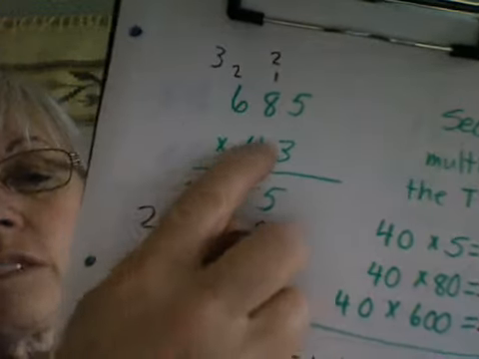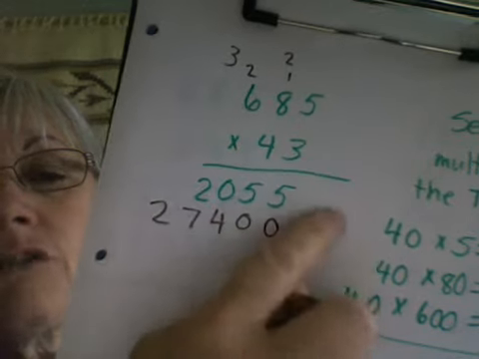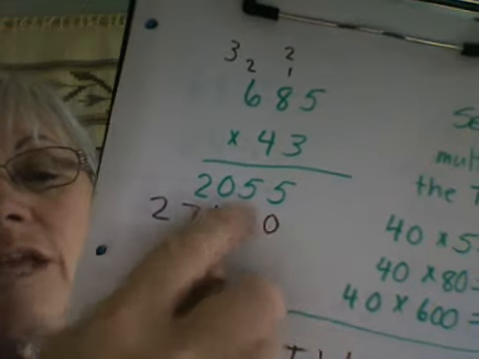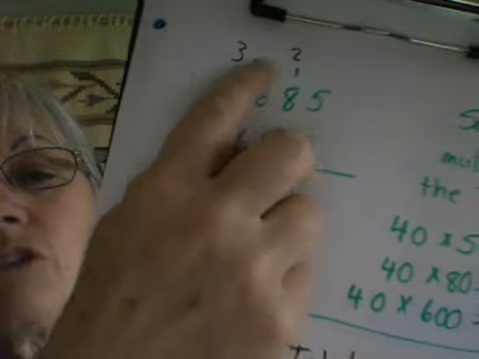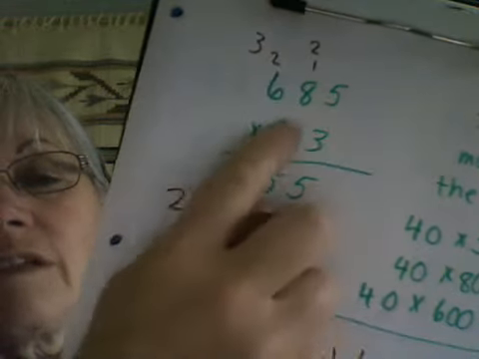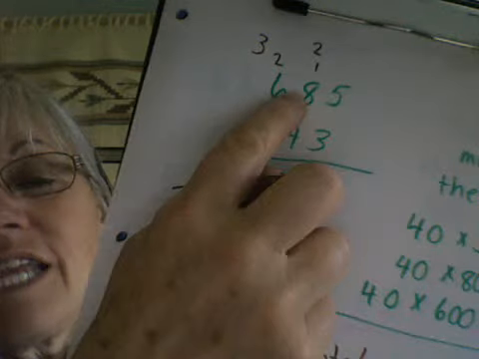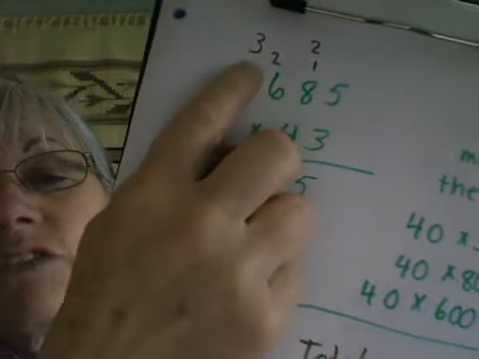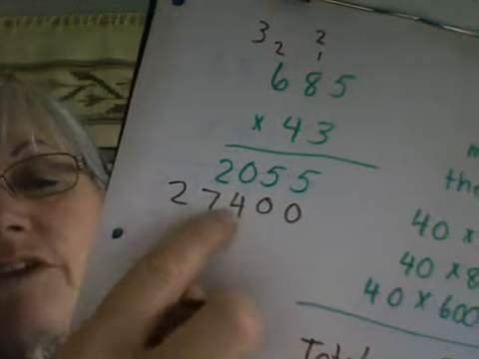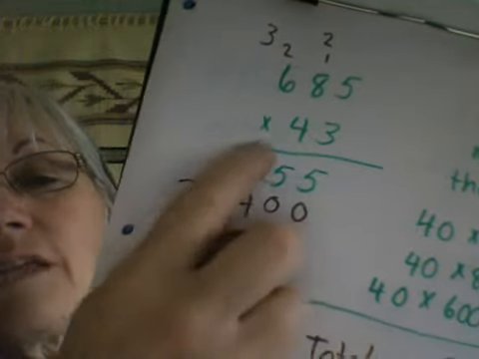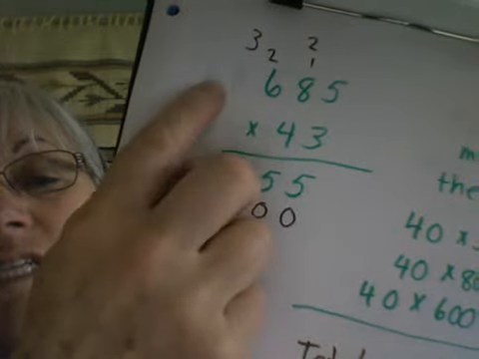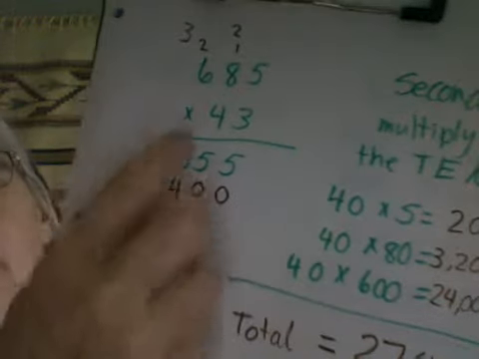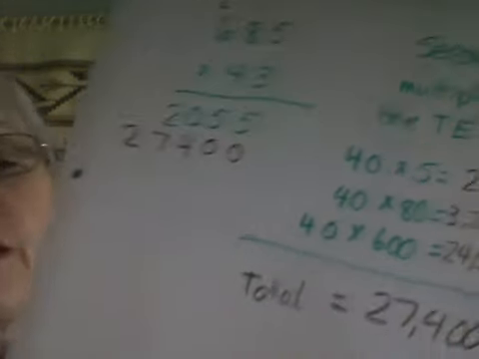40 groups of 5 gives us 200. Here's our hundreds. And we have to regroup into the tens column with our 200s right here. Now we say 40 times 80 is 3,200 with 2 more hundreds. That gives us 3,400 right here. Now 40 multiplied by 600 is 24,000. And we had 3 other thousands, so that's where our 27,000 comes from. Now we just total those all up.